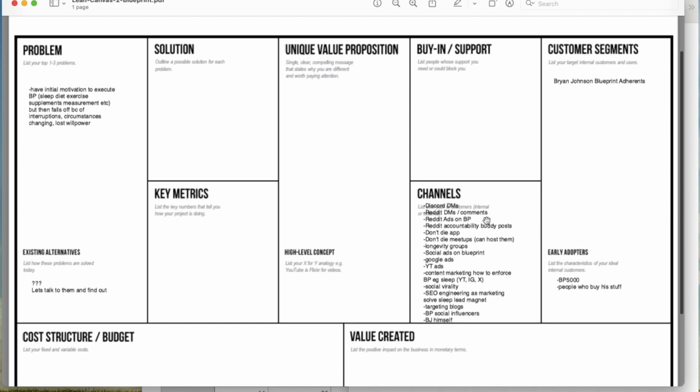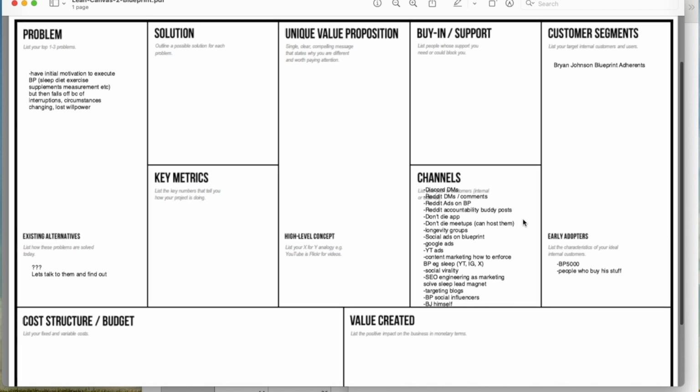So Discord DMs, Reddit DMs, Reddit ads on the Blueprint subreddit. Sure, there are posts you can make. And then meetups, longevity groups on meetup.com, those exist. Social ads, Google ads, YouTube ads, assuming I'm making some content and delivering value with the ads. Content marketing, all this stuff. And starting blogs and BJ himself, all that stuff. So, yeah.